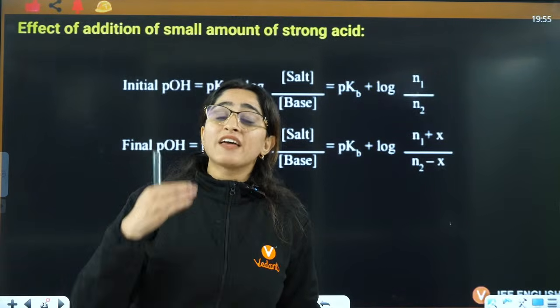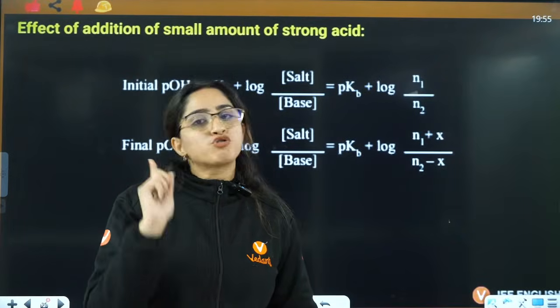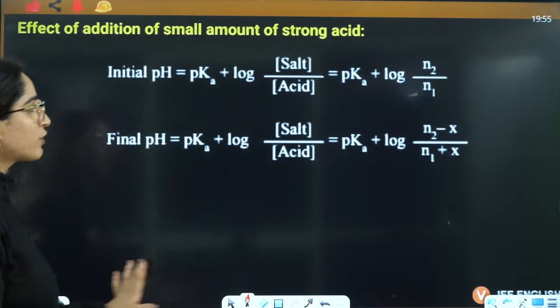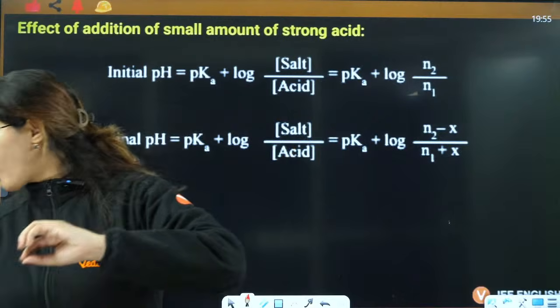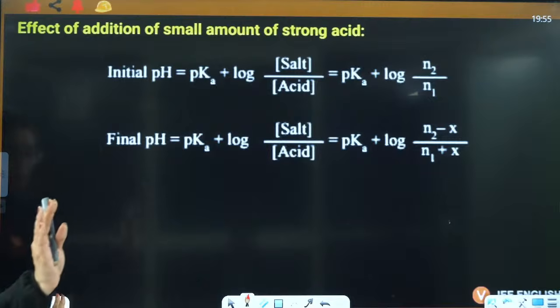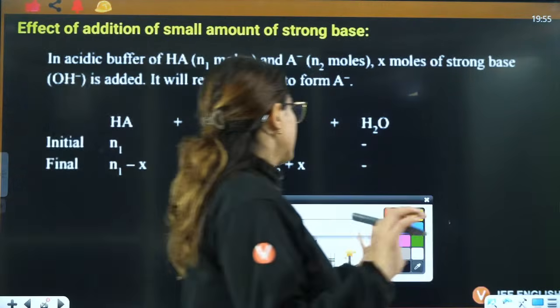But if you add a very large amount, then obviously it is going to change, right? According to these equations that we have found out, we can see X should be very small. The extent of H positive added should be very small, right? Only then we can see no overall effect is there, otherwise the overall effect will be there.